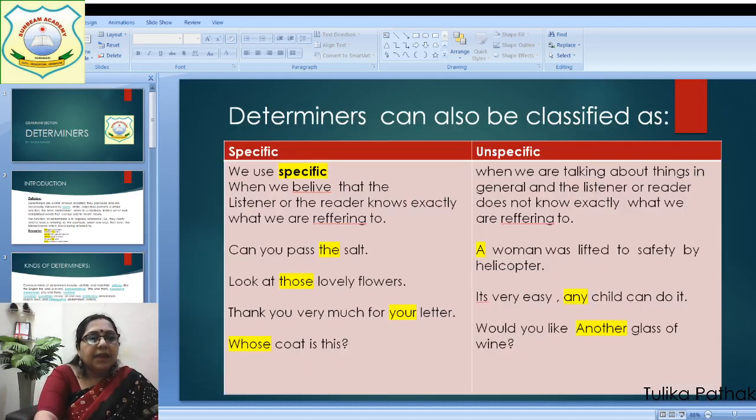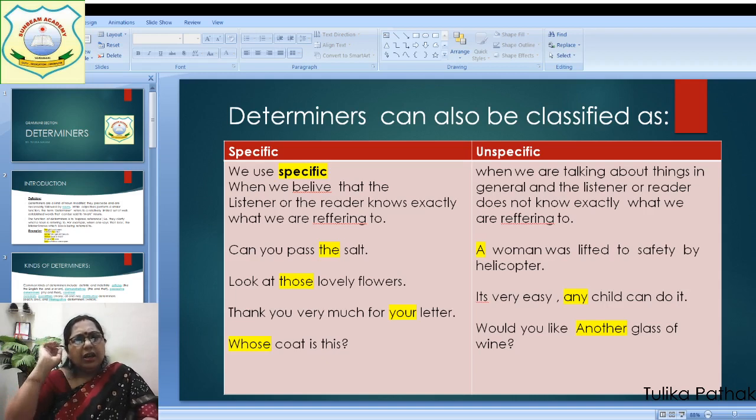Now, determiners can also be classified as, this is important, specific and unspecific. You can write this in your notebooks also, but I don't think you would need it, because these are all revisions you have done and you will get it in your grammar books. But if you want you can write this table, but otherwise my video is always there to support you, so you don't need to write, okay? You will just waste your time.